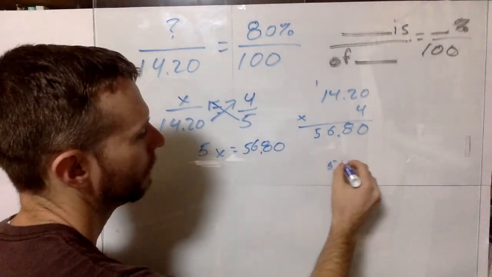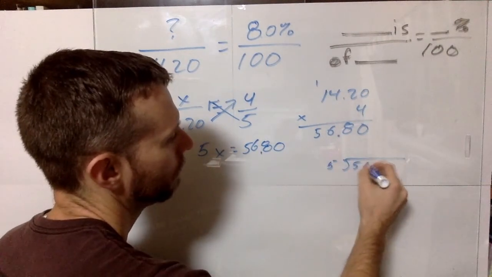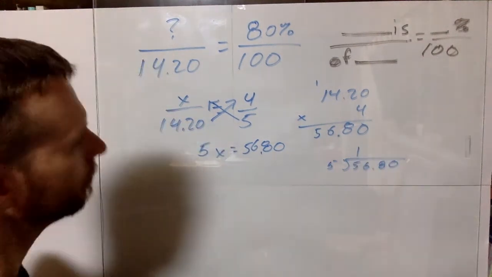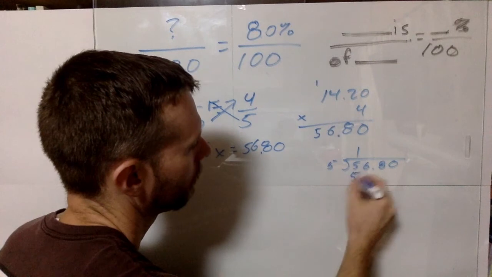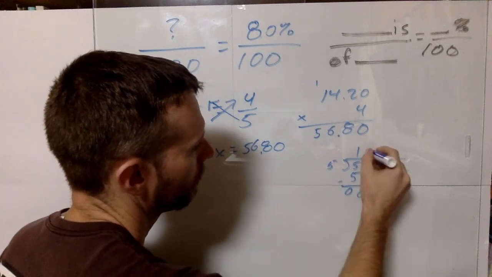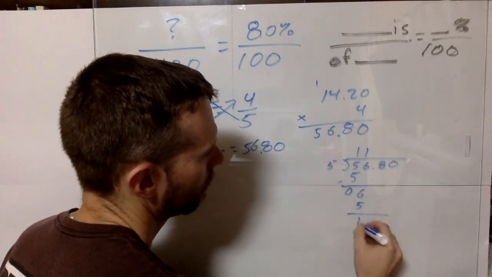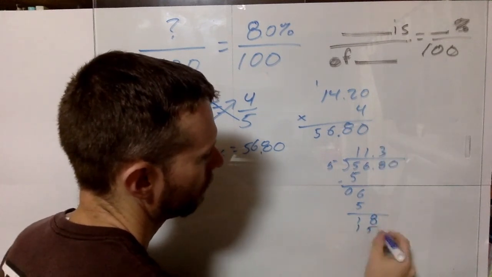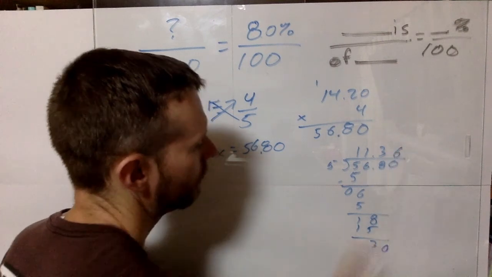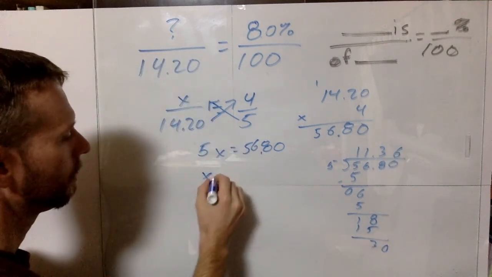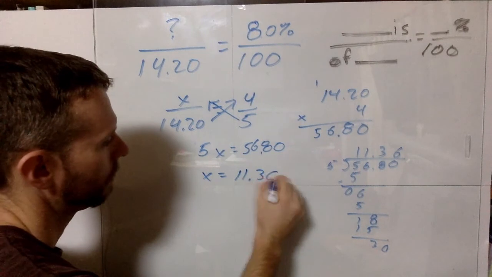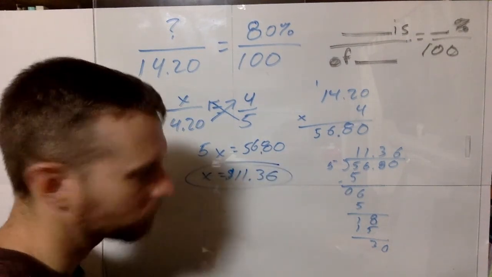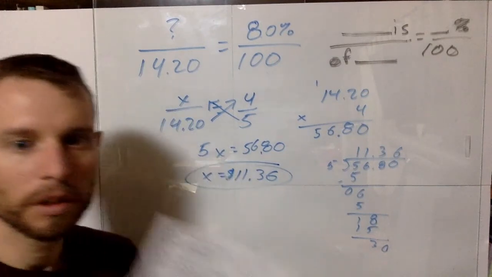Now I need to divide that by 5. It's going to be 1.136. So the new price that I'm going to pay is $11.36. Okay, let's do one more example for you.